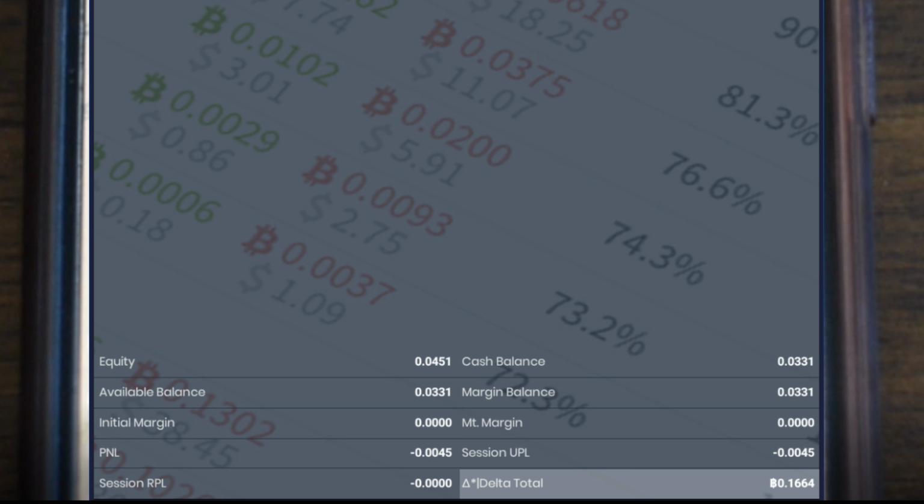And the delta total. This accounts for both futures and options delta, the futures session profit and loss, the cash balance, and subtracting the equity. For the sake of brevity, please see the website FAQs for details. The link will be in the description below.